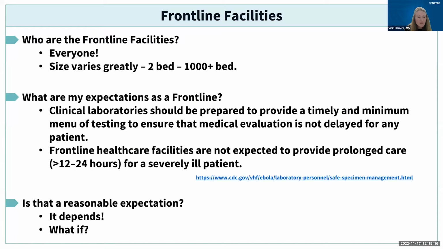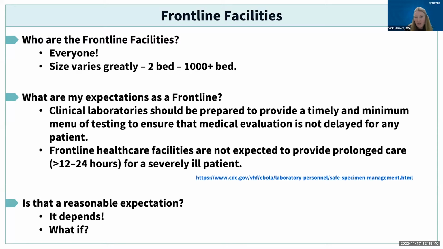A frontline facility is the first line of identification for a patient that may have a special pathogen. These patients could walk into any care facility across the nation, which means the size of the frontline could greatly vary, from a 2-bed hospital in rural central Nebraska to a 1,000+ bed hospital in the middle of New York City.